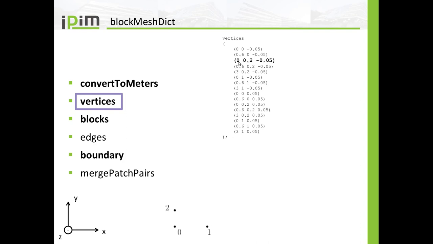Then coordinate number 2 has an x coordinate of 0 and a y coordinate of 0.2, so it's shifted in the y direction. Coordinate number 3 has an x coordinate of 0.6 and a y coordinate of 0.2, so it's here. Coordinate number 4 has an x coordinate of 3 and a y coordinate of 0.2, so it's located here. Vertex number 5 has an x coordinate of 0 and a y coordinate of 1, so it's up here. Coordinate number 6 has an x coordinate of 0.6 and a y coordinate of 1, so it's here. And coordinate number 7 has an x coordinate of 3 and a y coordinate of 1, so it's here.